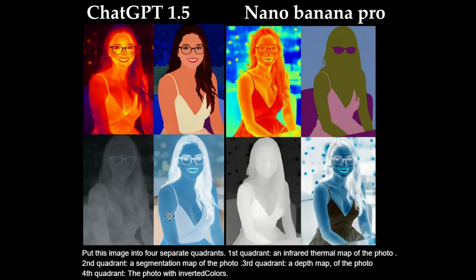Now next, let's look at Nano Banana Pro. You can see it's also really good with this infrared thermal map. Same with the segmentation map. This looks a lot better than GPT's generation. Same with this depth map. You can see that the background is a lot farther away than the stuff here. Whereas for GPT, it didn't really convey this accurately.